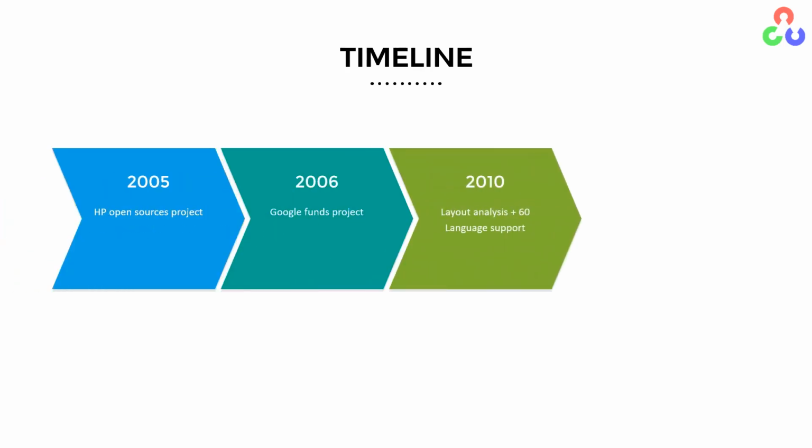By 2010, they also had a layout analysis engine, and they had support for about 60 languages. Now, page layout analysis was not part of Tesseract in the beginning because HP had its own page layout analysis software, and Tesseract assumed that you have analyzed the page and found bounding boxes around text, which it could do OCR on. So in 2010, the layout analysis was added, and it became a full-fledged OCR engine.